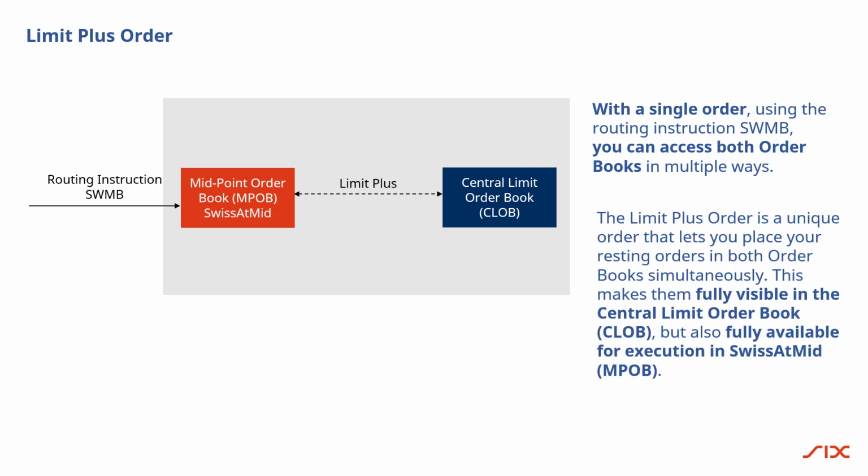The Limit Plus order is a unique order that lets you place your resting orders in both order books simultaneously. This makes them fully visible in the central limit order book, but also fully available for execution in SwissAtMid.